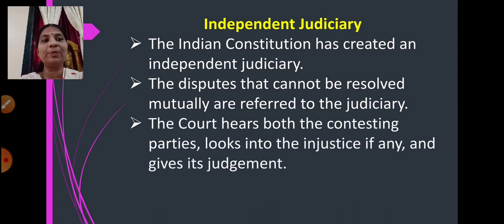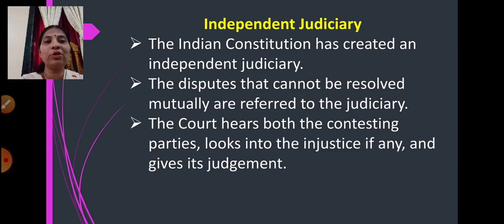The court hears both the contesting parties, looks into the injustices if any, and gives its judgment. So two parties are there. One party cannot go and file a case against somebody who does not exist. So the court will hear what the two contesting parties want to say. You must have seen in movies also, children, that there are lawyers on both sides. One person will be arguing against the other.